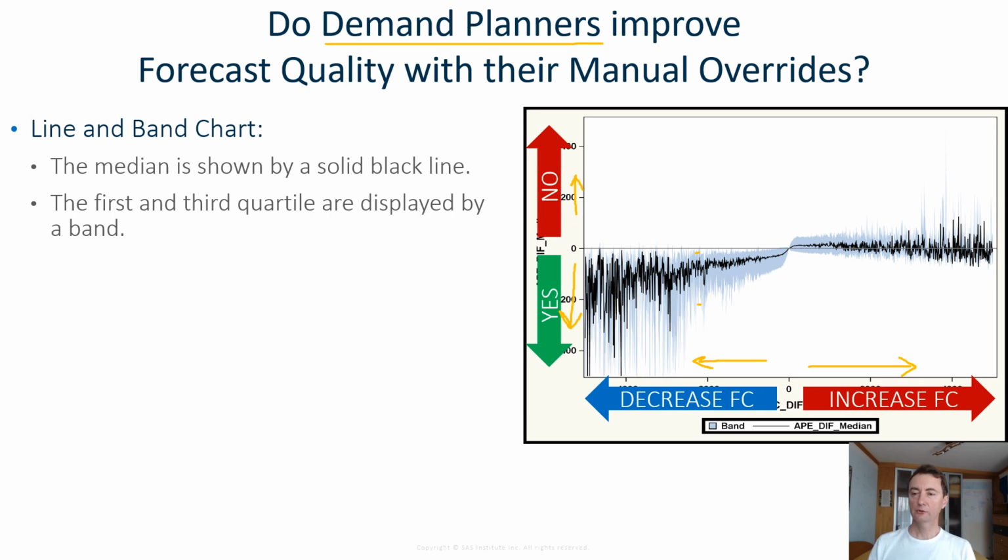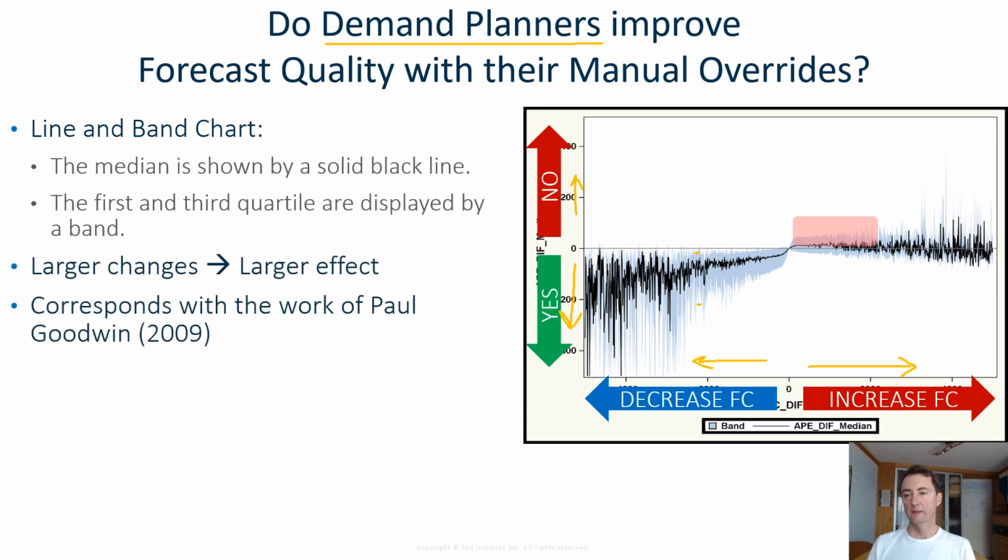So we find out that we see here a section where demand planners apply some changes, where they add very small changes to the data. However, they do not have any positive effect. They simply increase the forecast error. Only if they do larger changes, they have a larger and also positive effect. So we see with some increases, here we see that the median really goes down.